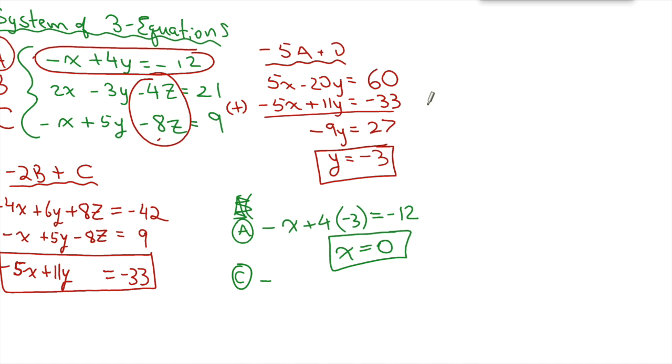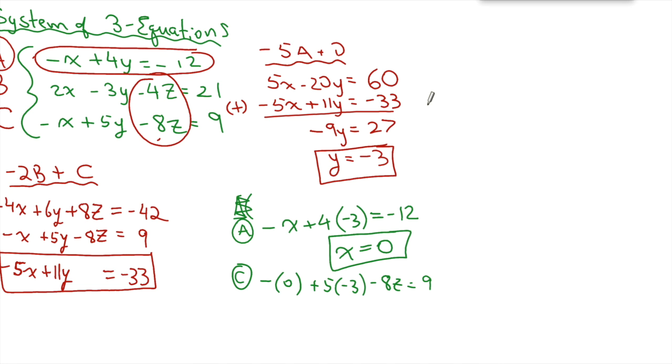we would get negative 0. Why did you put negative 0? I'm just precisely putting it in. Negative 0 plus 5 times negative 3 minus 8Z equals 9. Negative 15 minus 8Z equals 9.